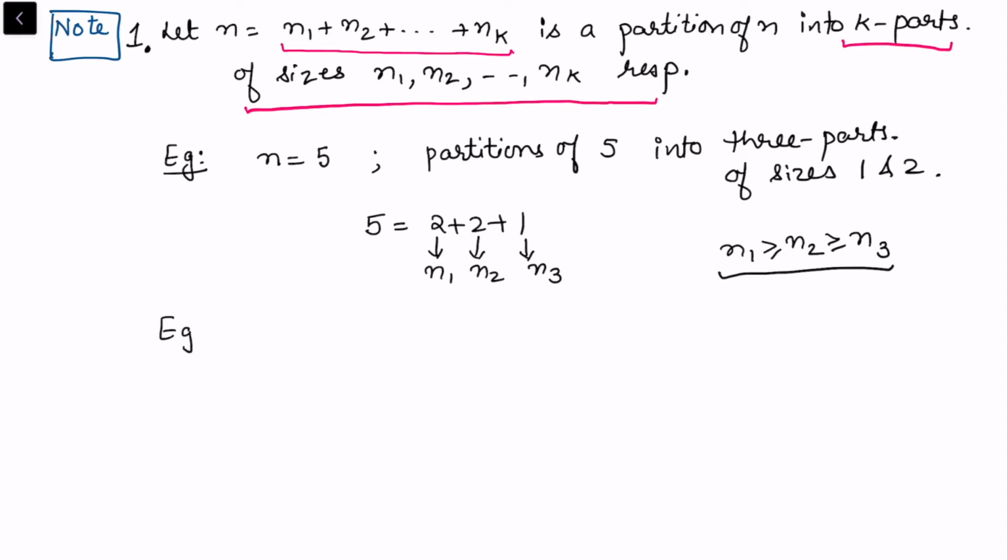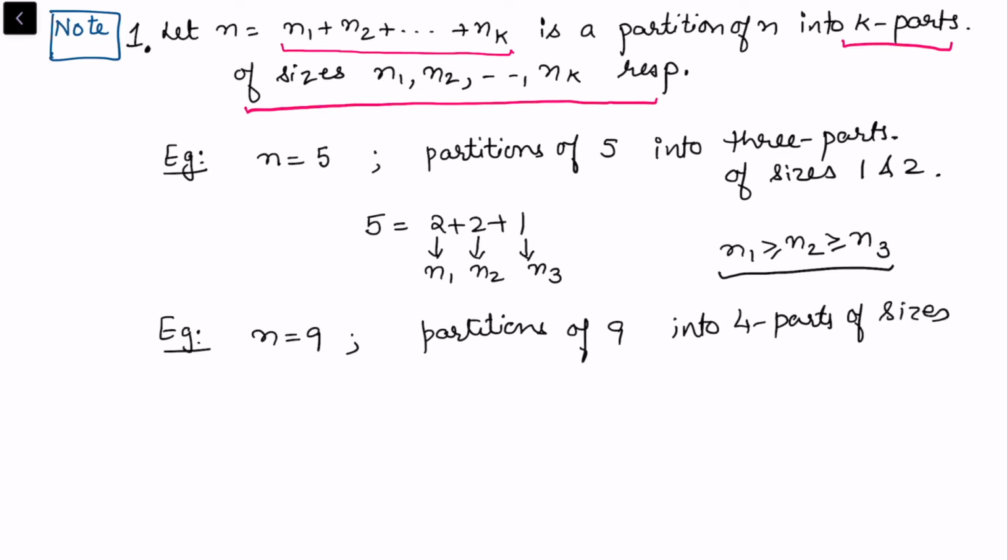We can see one more example. Suppose n is equal to 9 and I want to write a partition of 9 into 4 parts, and these parts I have considered of sizes 3, 2 and 1. So I want to create a partition of 9 with these sizes. That means 3 plus 3 plus 2 plus 1. You can even write this as 3, 3, 2, 1. So it just depends upon how you have written it. Here I have said that the part sizes are coming from the set 1, 2, 3. This is what I mean.